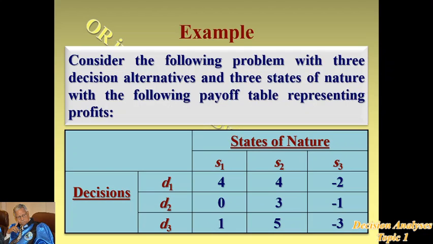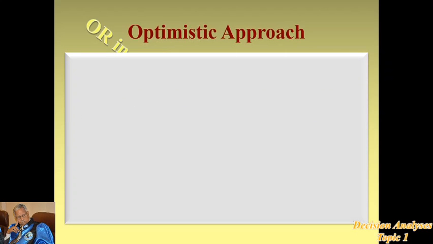For the third column, the largest value is -1. -1 minus -2 is 1, positive. -1 minus -1 is 0. -1 minus -3 is 2. So 1, 0, 2. Let us return to our regret table.